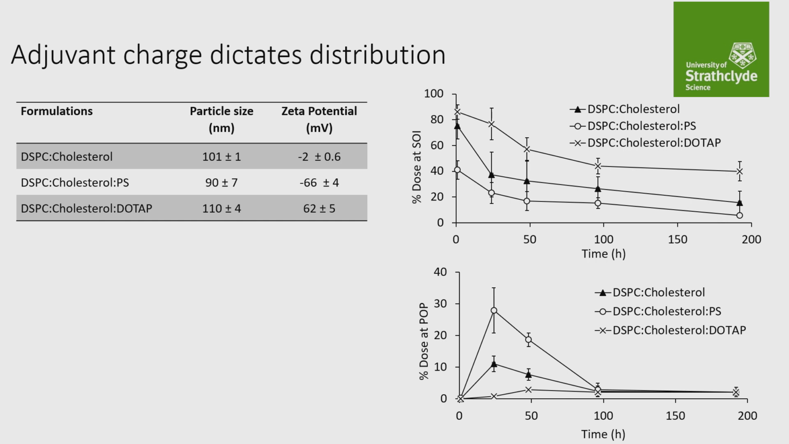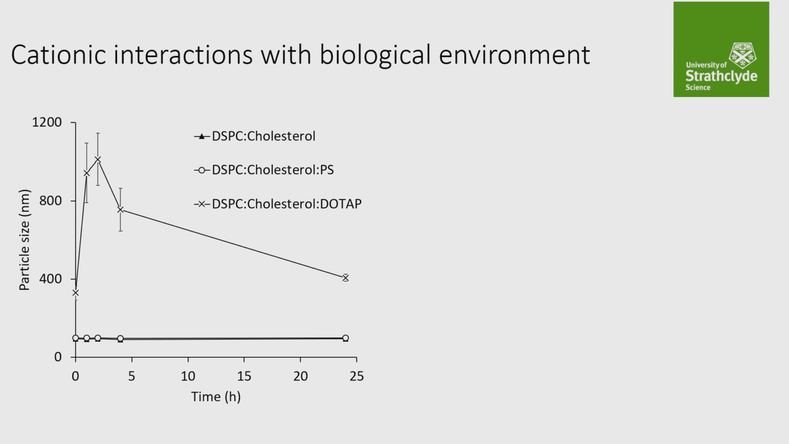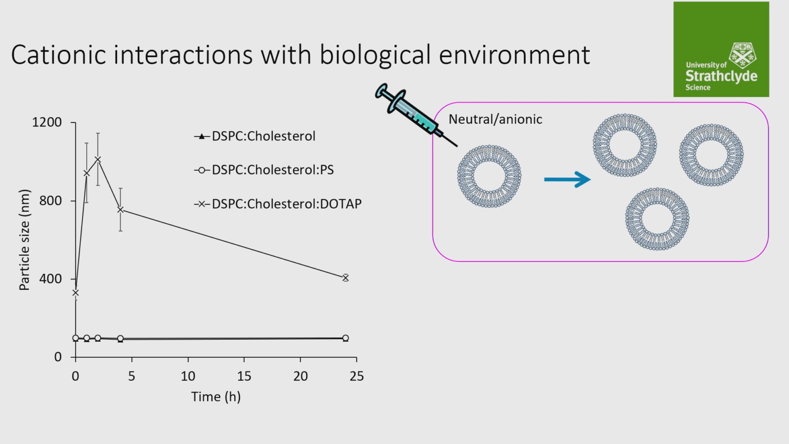So you can see the role of charge very easily. The adjuvant charge is dictating the distribution. And why is that? Well, basically the charge is due to biological interactions. If you've got something very cationic, when you mix it with protein, as can be seen here, the particle size really grows. So something neutral won't interact with the biological environment. They stay as individual liposomes. They can move away freely.